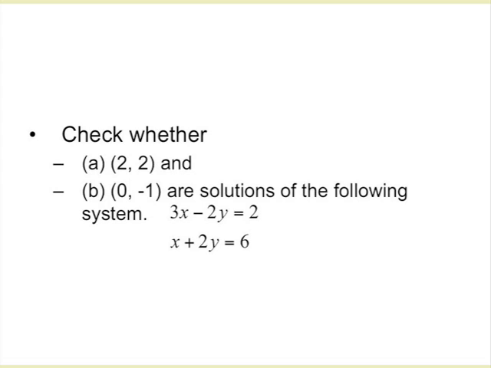Our first type of problem says to check whether the point is a solution. This has an A and a B. There are two different ones. What we do to check and see if it is a solution is we plug it into the equations. It must work for both of the equations to be a solution. Working for one is not good enough. So I'm going to start with the point (2, 2), or A. It says plug in the point (2, 2). If I plug that into the first one, I get 6 minus 4 equals 2. That works. If I plug it into the second one, I get 2 plus 4 equals 6. That works. So that means that (2, 2) is a solution. It works for both.